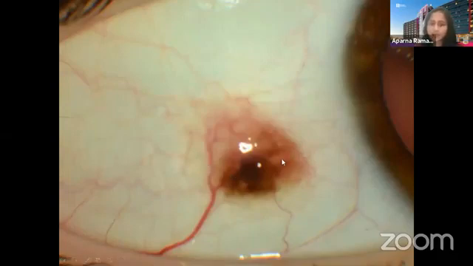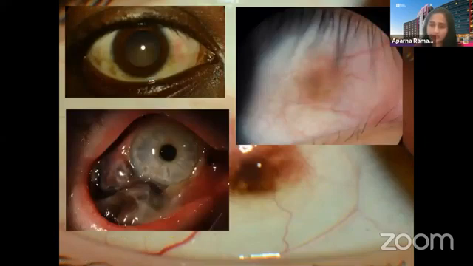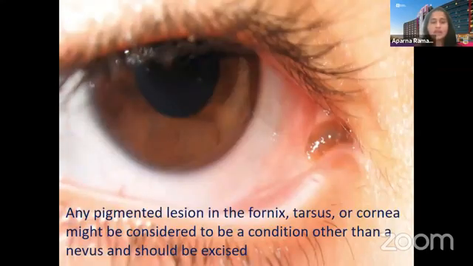And if you look carefully, you can actually see cysts in the lesion, which are very easily seen in the slit lamp. So once you see that, you know that you're likely dealing with a nevus. And of course, this picture here is a picture of a melanoma. Now, as a general dictum, whenever you see a pigmented lesion in the fornix, tarsus, or the cornea, it's likely pre-malignant or malignant, and it should be excised.